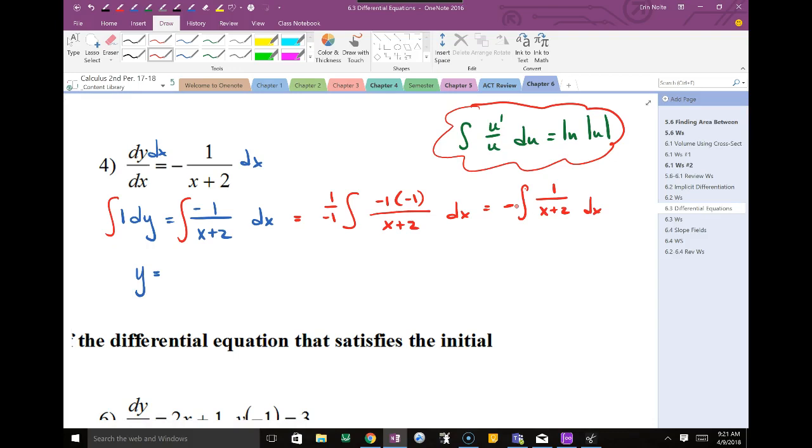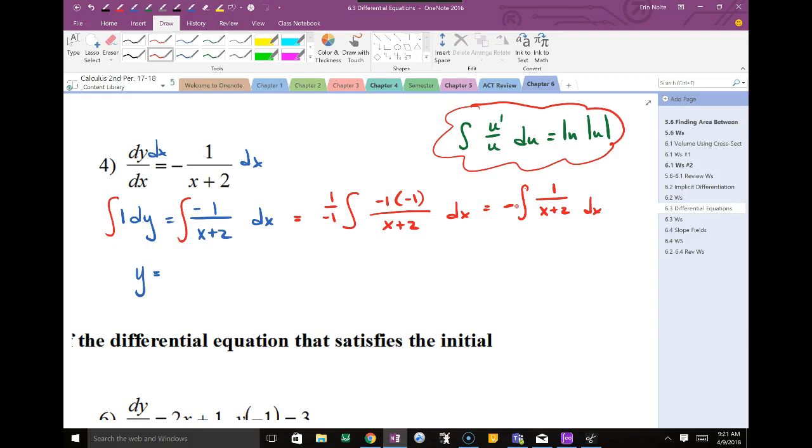Okay, so do you see how now that I've rewritten this? The bottom piece is my u, right? So my u is x plus 1. And the derivative of this is 1, which is the top. So this is set up into this notation. So now when I integrate it, it's just going to be the natural log of my u.